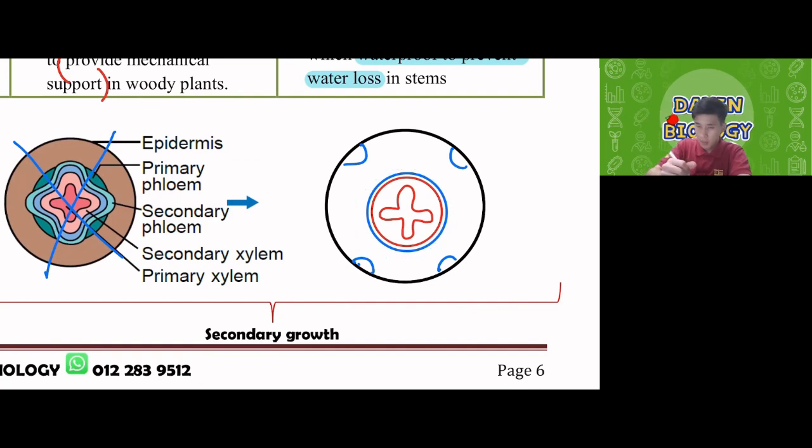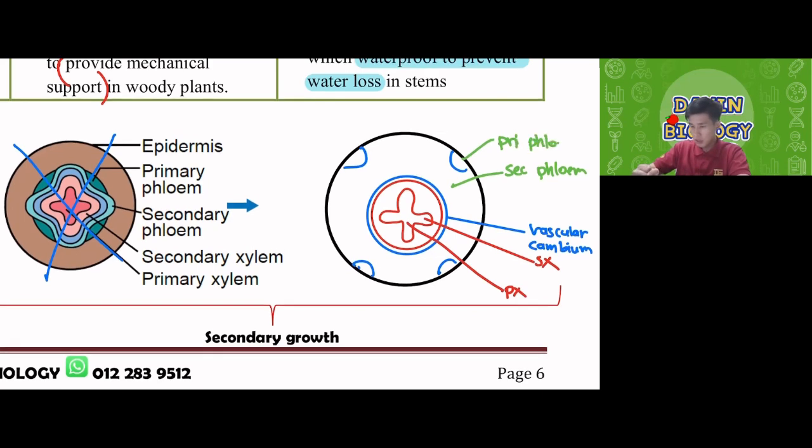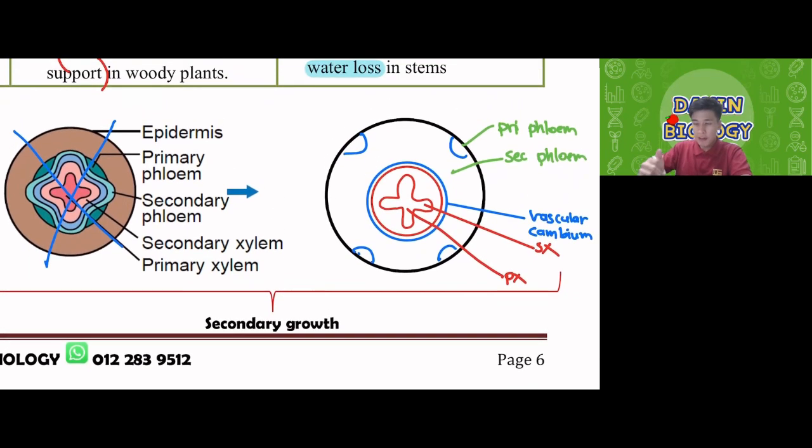So I label for you. Primary xylem, secondary xylem, vascular cambium, secondary phloem, primary phloem. Can or not? So same, you can see the primary phloem is further away, and the primary xylem is also further away from the ring. The one closer to the ring is your secondary.